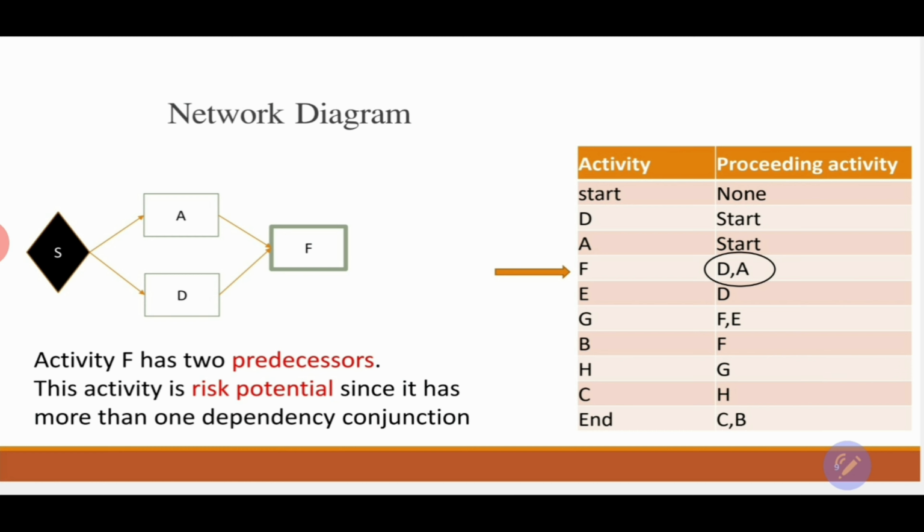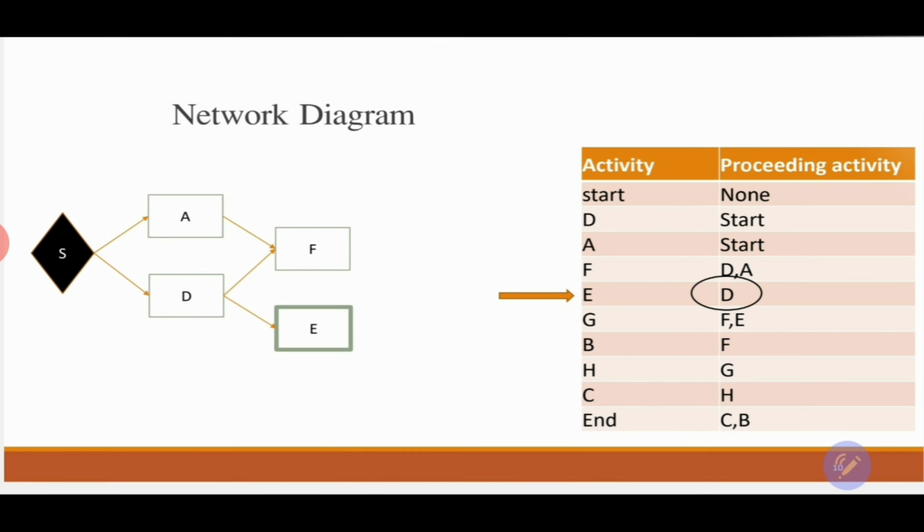So how will it be presented on our network diagram? It will be presented as a successor for activity A and activity D. The activity to follow is activity E. And if we look at the preceding activity, we will find that activity E has only one predecessor, which is activity D. And this is how it will look on the network diagram.